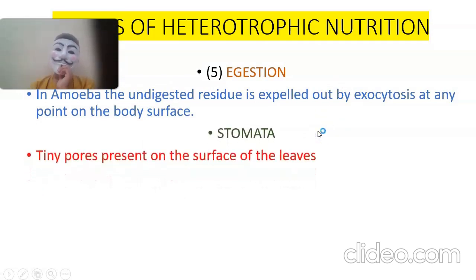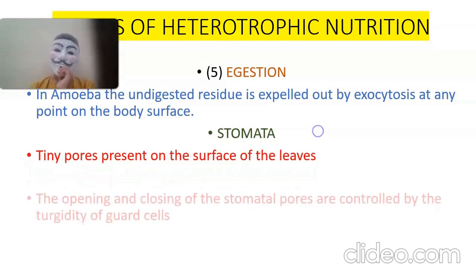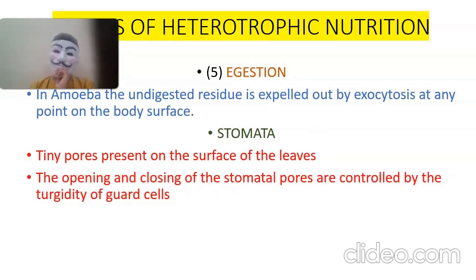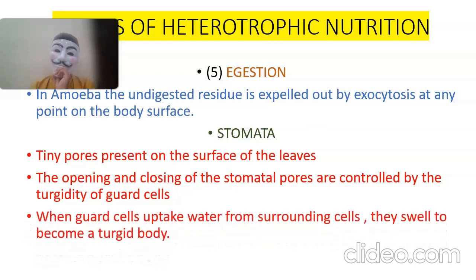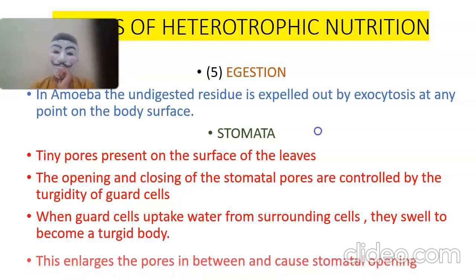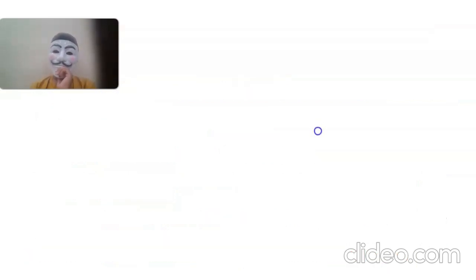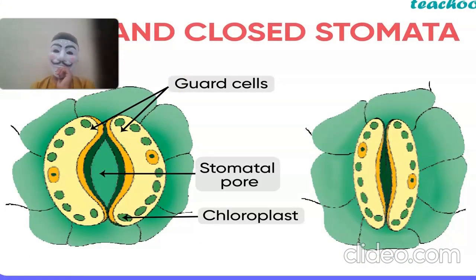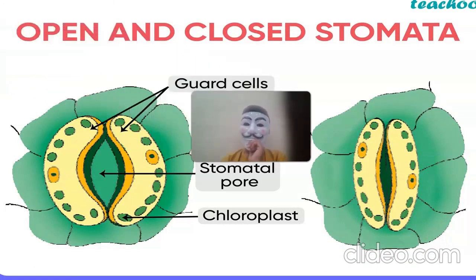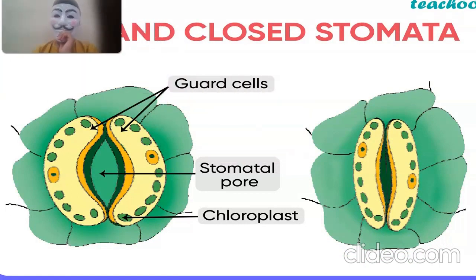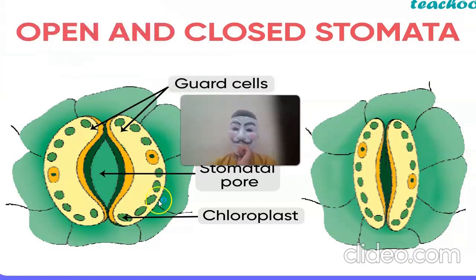Stomata are tiny pores present on the surface of the leaves, and the opening and closing of stomatal pores are controlled by the turgidity of guard cells. When guard cells take up water from surrounding cells, they swell to become turgid. This enlarges the pore in between and causes stomatal opening. Let me show you a picture. Open and closed stomata. You can see a guard cell, stomatal pore, chloroplast.